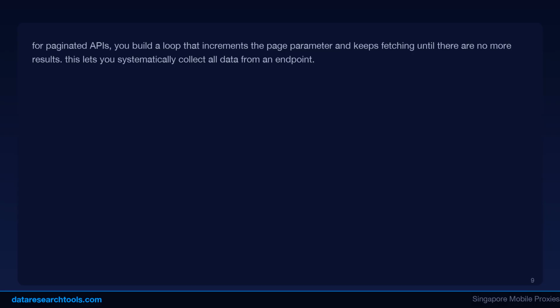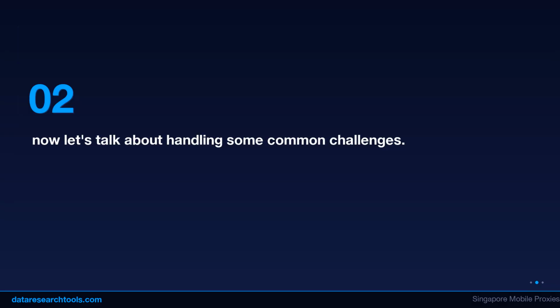The advantages of direct API scraping are significant. You get structured data, usually in JSON format, which eliminates HTML parsing entirely. It's much faster since you're making one request instead of loading an entire page. It uses less bandwidth and resources, and the data is often more complete than what's displayed in the HTML.